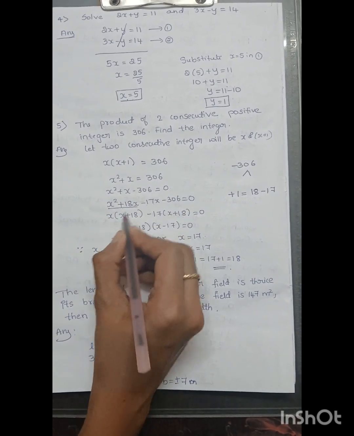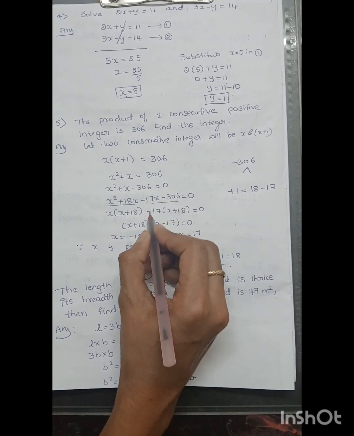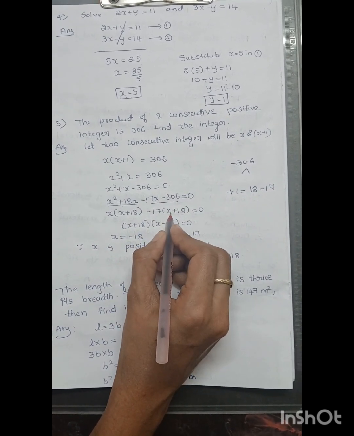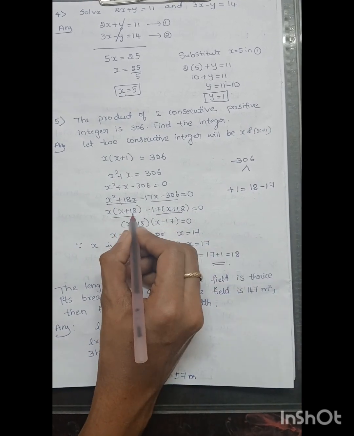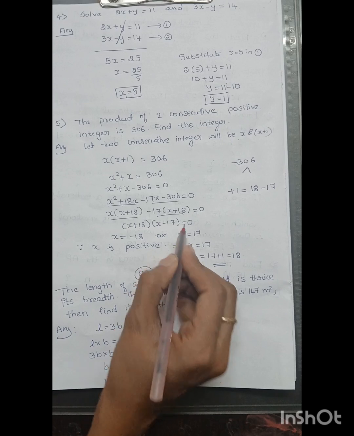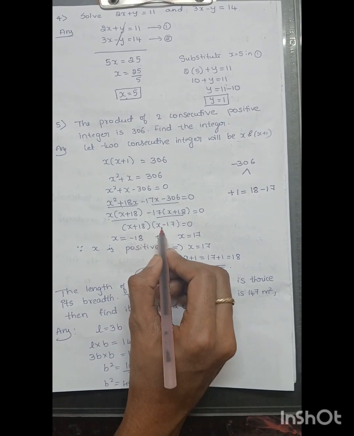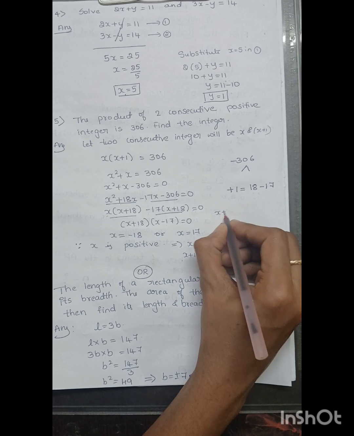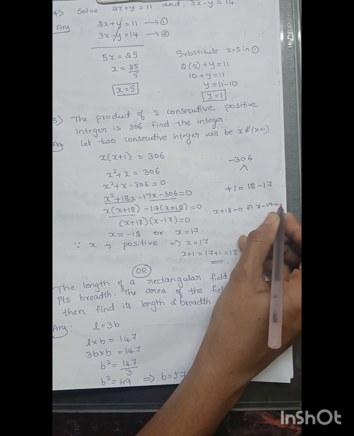In these two, common is x, remaining is x plus 18. In these two, common is minus 17, remaining is x plus 18. Again in these two, x plus 18 is common, remaining is x minus 17. Multiplication of two numbers is 0 means either one of them is 0. So x plus 18 equal to 0 or x minus 17 equal to 0.